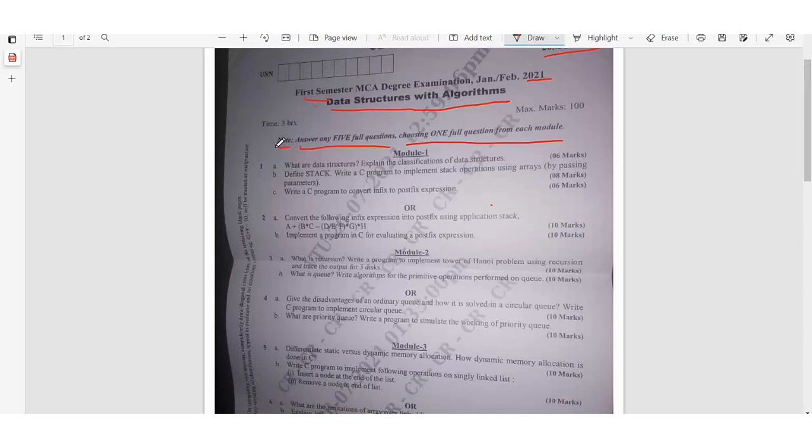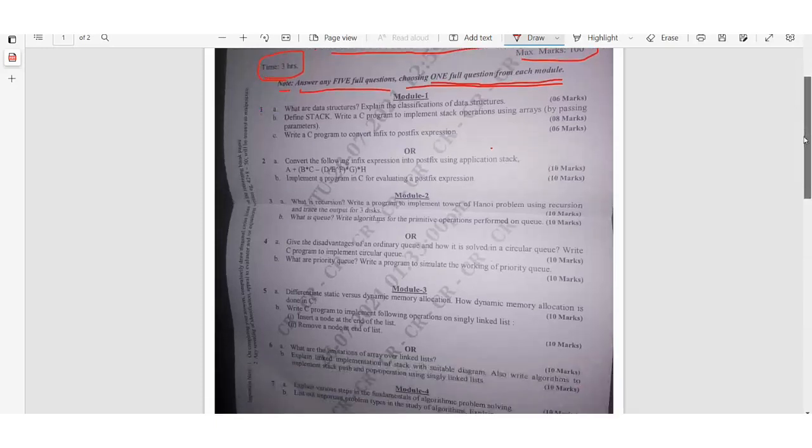Before seeing the questions, I would like to read this note. Answer any 5 full questions, choosing one full question from each module. I would like to repeat, choosing one full question from each module. And the maximum marks you are going to write for is 100 marks, and the time duration for the exam is 3 hours, that is 180 minutes.